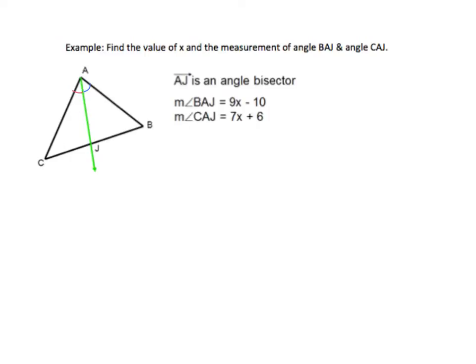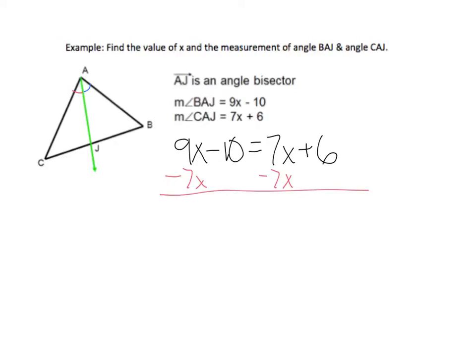Well, hopefully you're saying it. All we have to do is make them equal to each other, because an angle bisector creates two angles that are in fact congruent. So we are going to solve for x first, and then we can plug that answer in to figure out what the actual angle is.